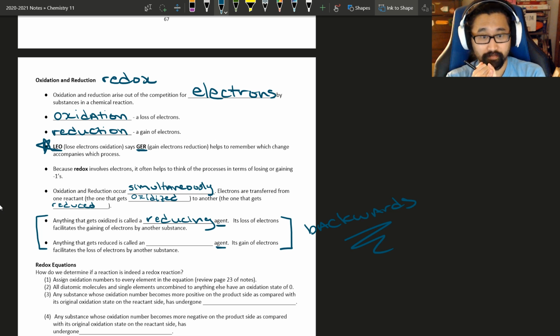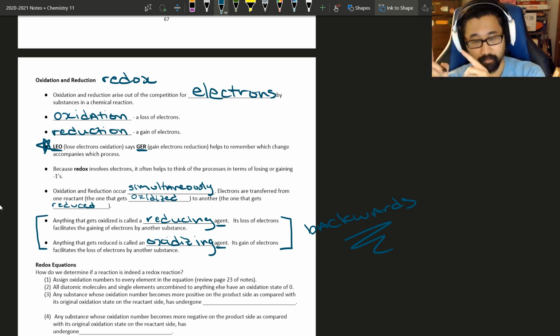Leo says Gur. Agent, think opposite. So if you see what is a reducing agent, agent think opposite, find the thing that gets oxidized. Similarly, anything that gets reduced is called an oxidizing agent. Agent, think opposite. Right? I know, it's a lot to take in, right?